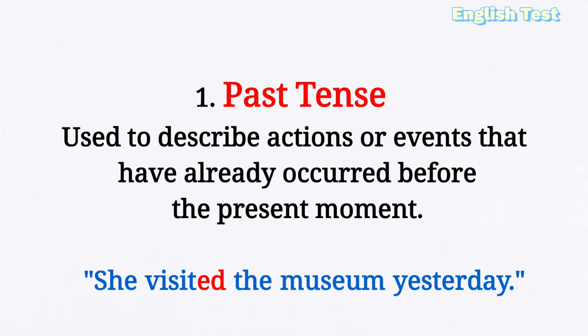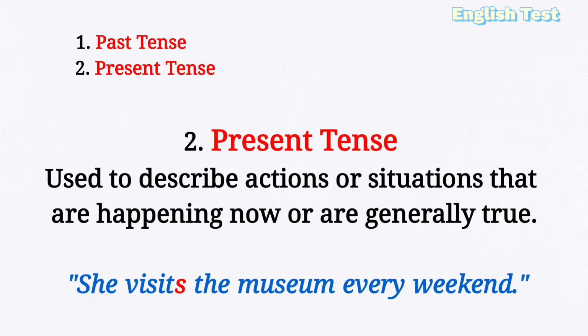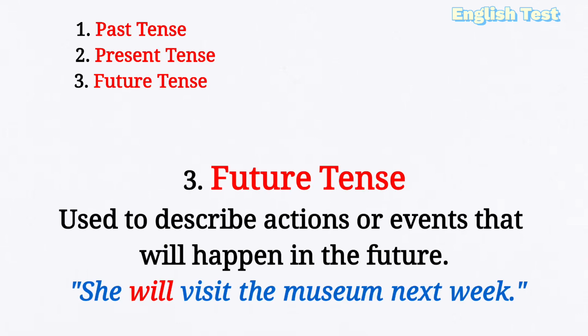1. Past tense, used to describe actions or events that have already occurred before the present moment. Example: She visited the museum yesterday. 2. Present tense, used to describe actions or situations that are happening now or are generally true. Example: She visits the museum every weekend. 3. Future tense, used to describe actions or events that will happen in the future. Example: She will visit the museum next week.